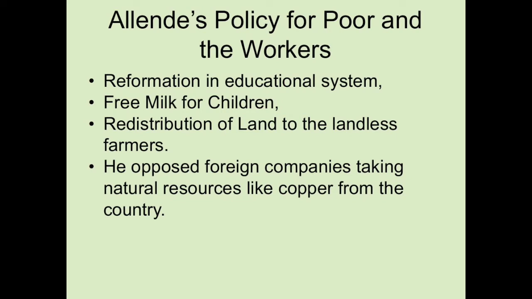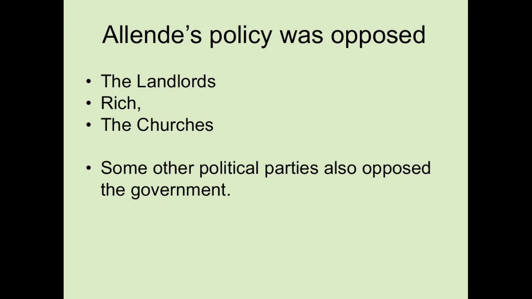Allende's policy was for the poor and the workers of the country. He brought a reformation in the educational system, provided free milk for children, and also redistributed the land to the landless farmers. Also, Allende opposed foreign companies taking natural resources like copper from the country. But the implementation of the policy was not easy. Allende's policy was opposed by the landlords, the rich class people, and the churches. Some other political parties also opposed the government.